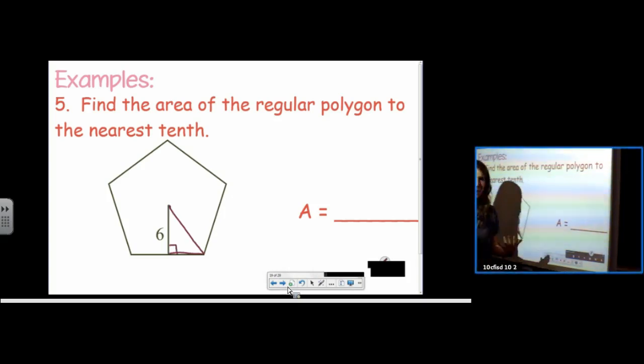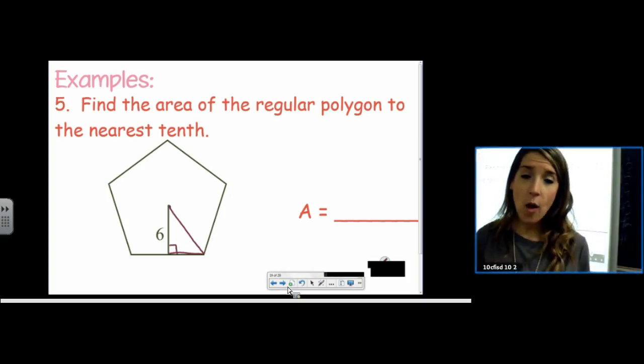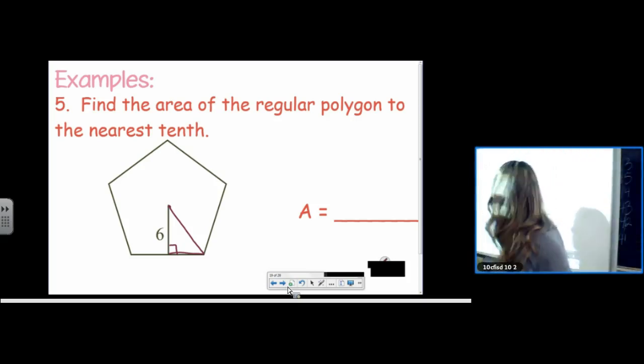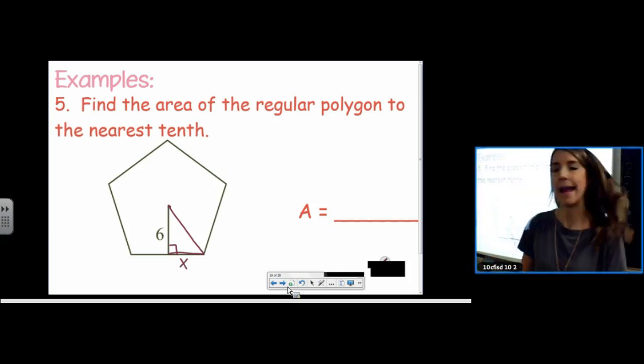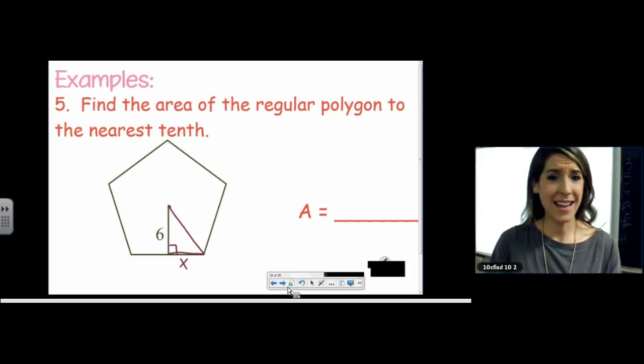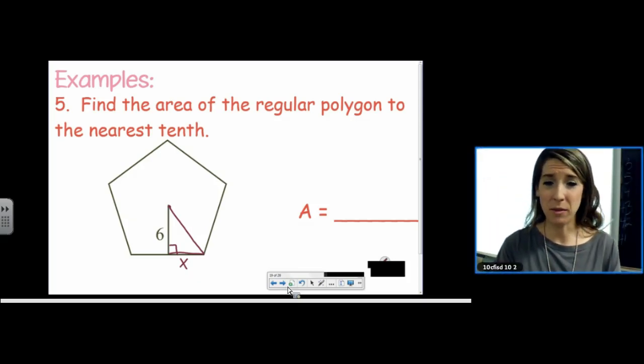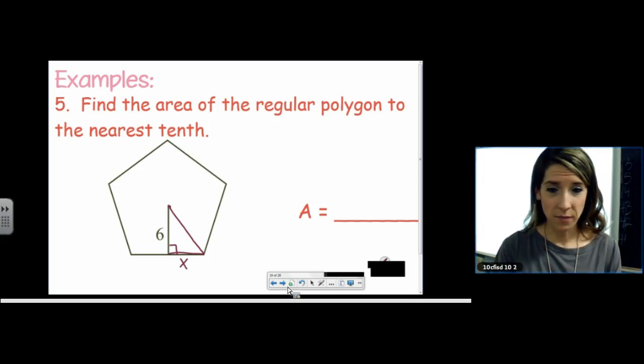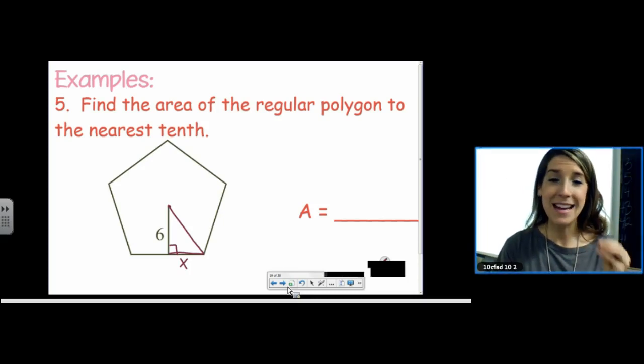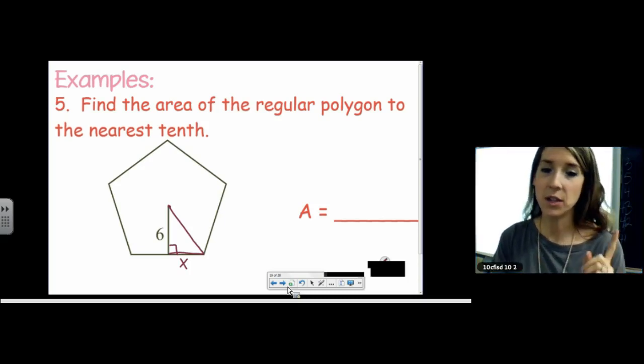We have the apothem. That's nice. Now we need the perimeter. That's the only other thing we need for the formula. So I'm going to put an X there. I can't solve this triangle right now. You can't do trig with one side. Doesn't work. So what we need is an angle. Here's what I recommend you do.